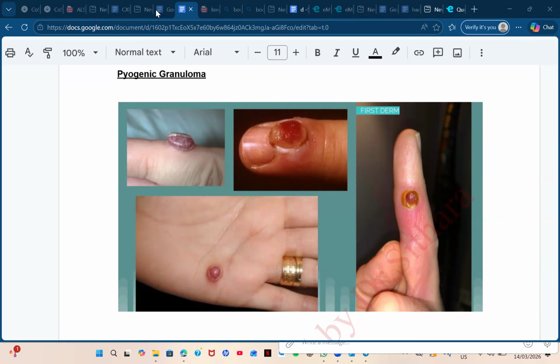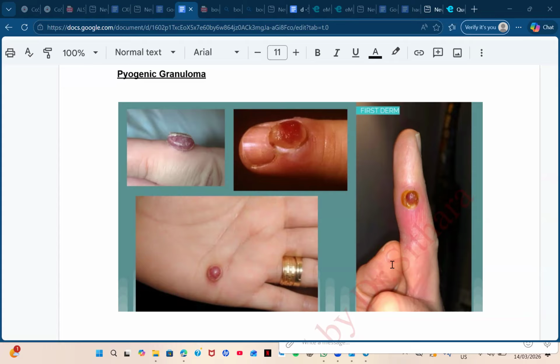So what are the typical features of this one? Pyogenic granuloma presents as a painless red fleshy nodule, typically 5 to 10 millimeter in diameter, that grows rapidly over a few weeks, right? The surface is initially smooth but can ulcerate and become crusty or verrucous. Pyogenic granuloma is usually solitary, but multiple nodules and satellite lesions can erupt, right? The most common sites are fingers and face.